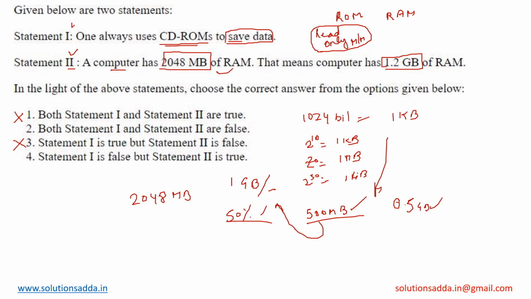So we can say that 2048 MB is not equal to something like 1 GB. It will be more than that. 2048 MB of data would be around 2 GB of RAM memory. And here they are saying that 1.2 GB is equal to 2048 MB, which is not correct. So statement 2 is also false. Option number 2 says that both statement 1 and statement 2 are false. So this option will be the right option for our question. Option number 2 is correct.